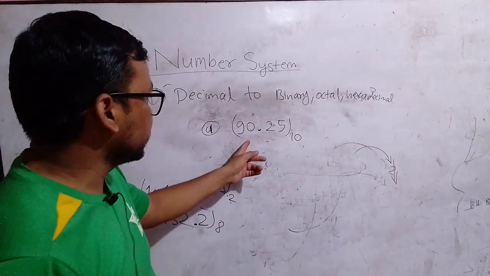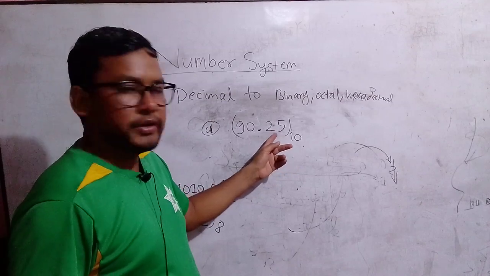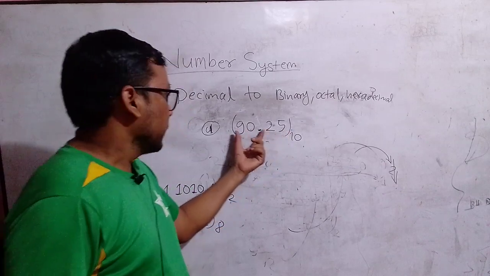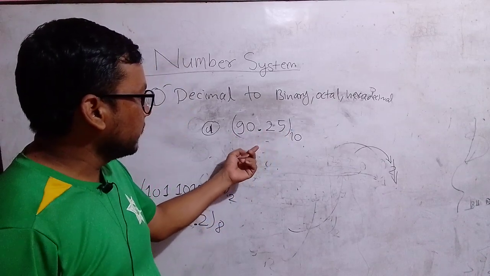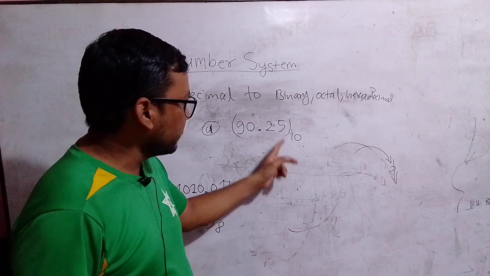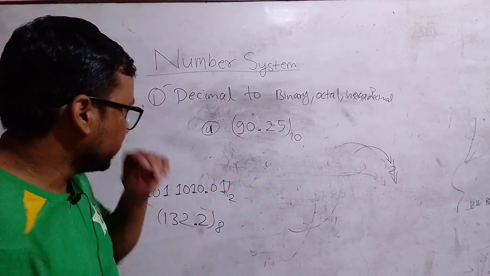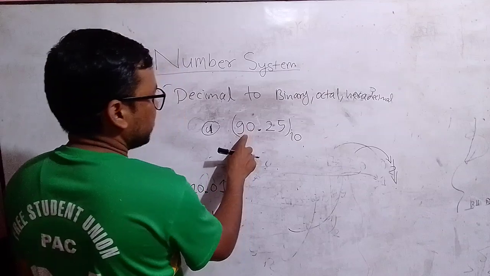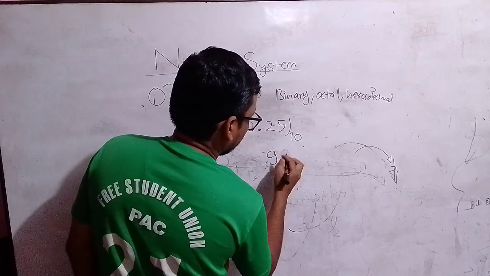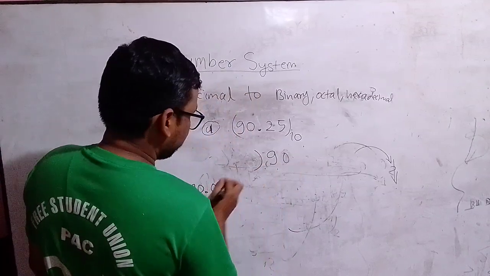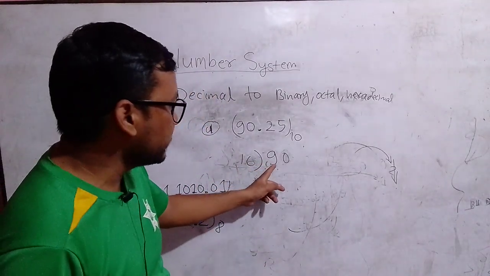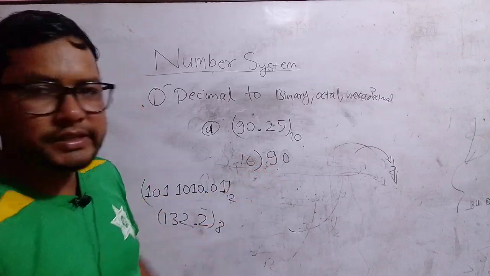Again, we need to separate 90 and 0.25. That means we need to separate the integer part and the fractional part. We need to find the equivalent hexadecimal of the integer part and the equivalent hexadecimal of the fractional part separately. First, let's find the equivalent hexadecimal of 90. Let's divide it by 16. To get the hexadecimal equivalent, we need to divide this decimal number by 16.